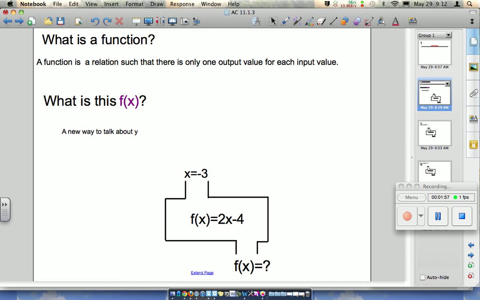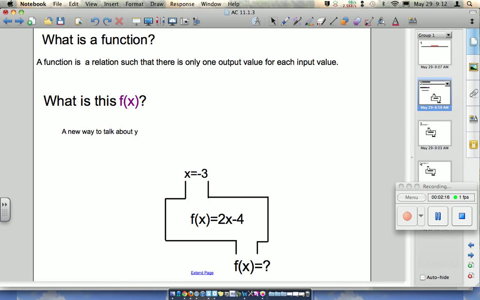And it's simply saying f of x means it's a function, so it's a relation where there's only one output for each input, and x is my input. I'm going to plug in x and figure out what the function is, what y is at that particular point. So it's a new way to talk about y, and it helps me describe what I'm doing.